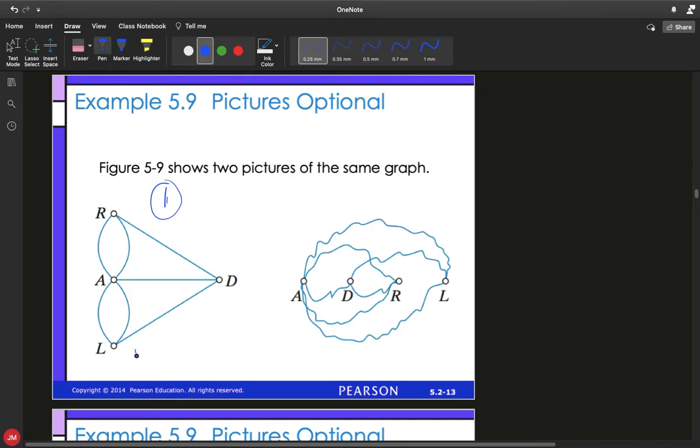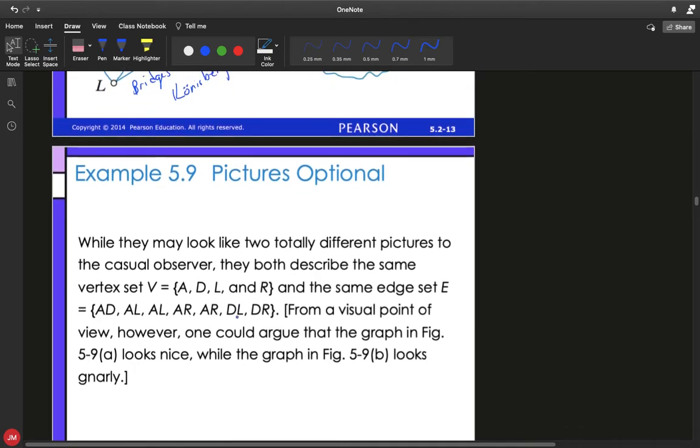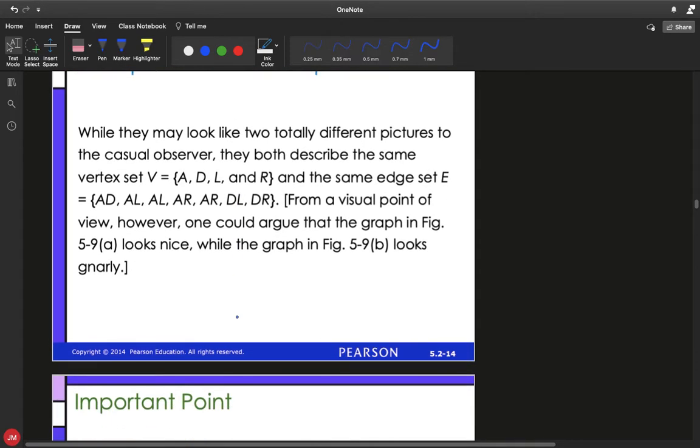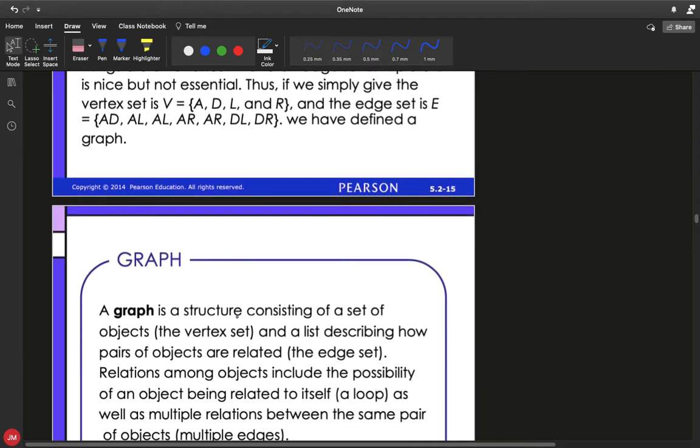In fact, this is the graph for those that were in class. If you remember, this was the bridges of Koenigsberg example that we looked at in class on Wednesday. So kind of interesting to see that once again. All right. So yeah, obviously the optional pictures, those are kind of talking about which one looks better. Obviously we said the first one. On this slide, good stuff for you to read, but I'm not going to talk through it.